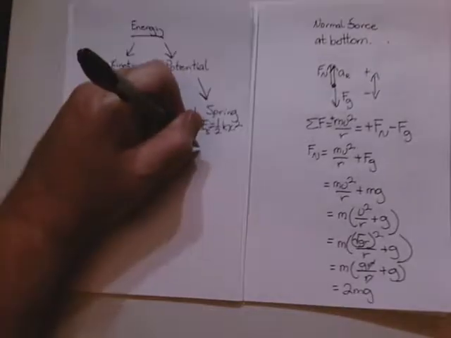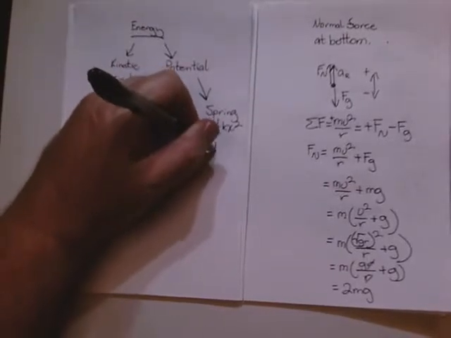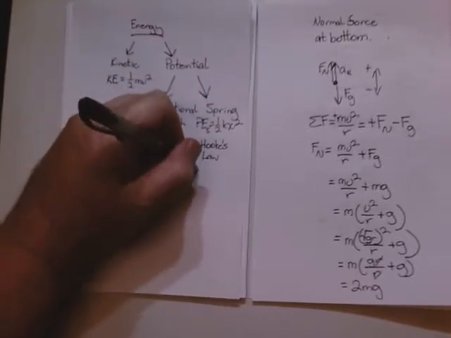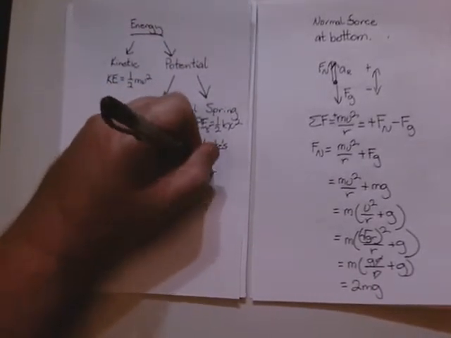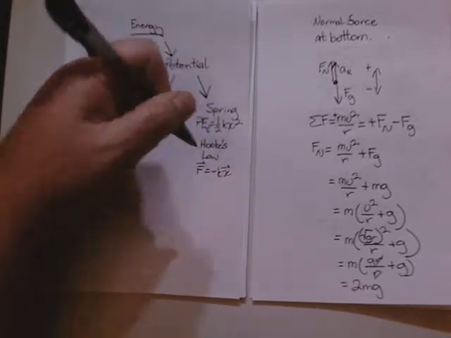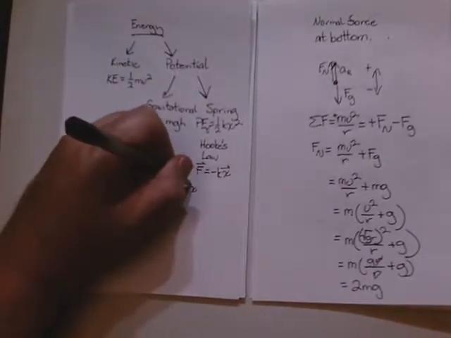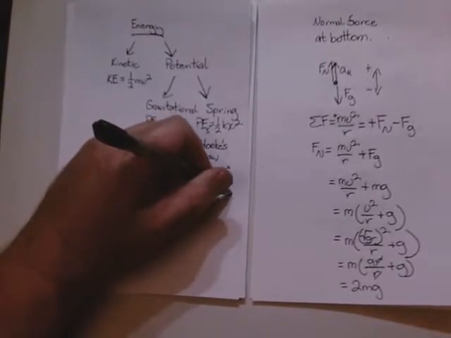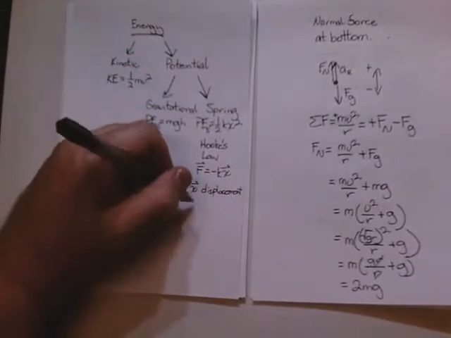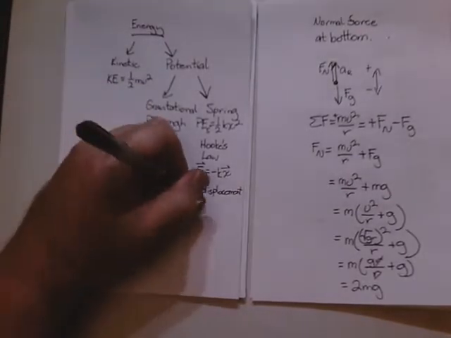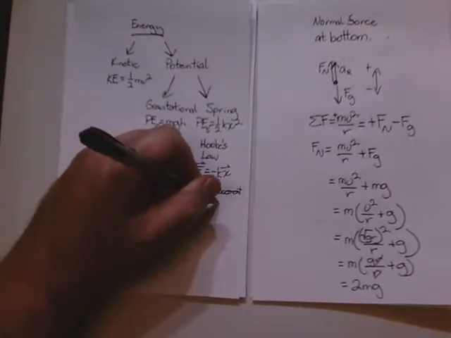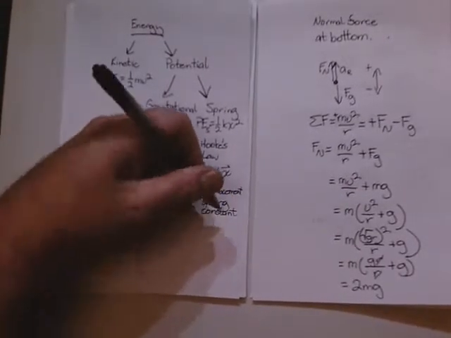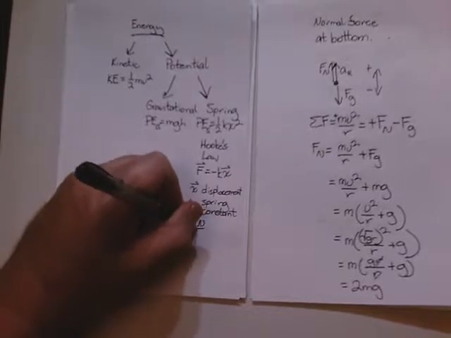Now the spring potential energy, there is a derivation, but we would have to use calculus. Hooke's law says that the force is negative kx, where x is the displacement, F is the force, and k is the spring constant, which has the units of newtons per meter.